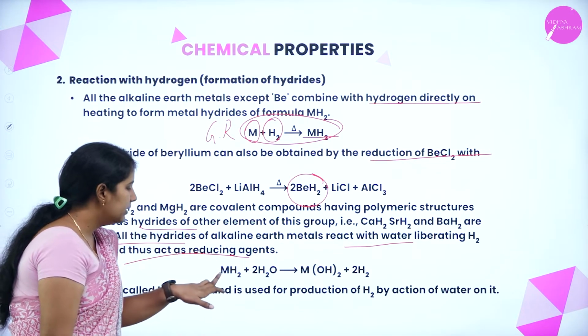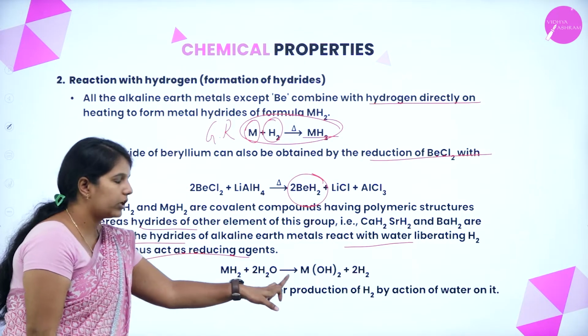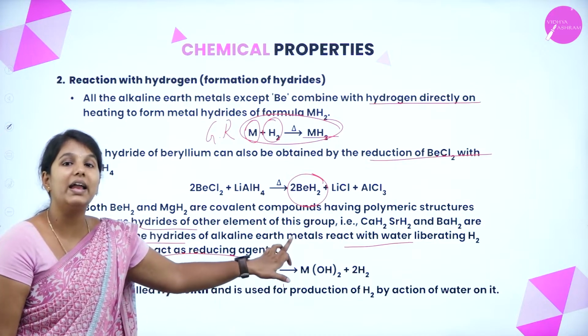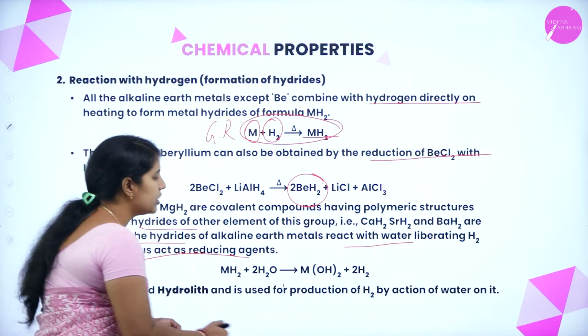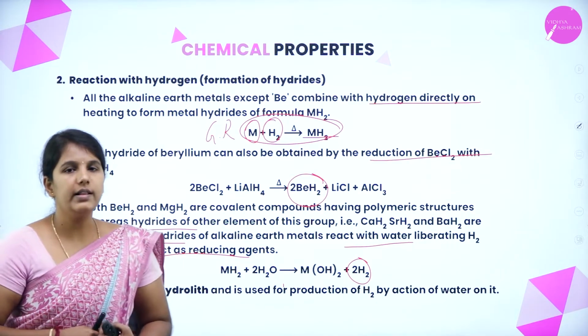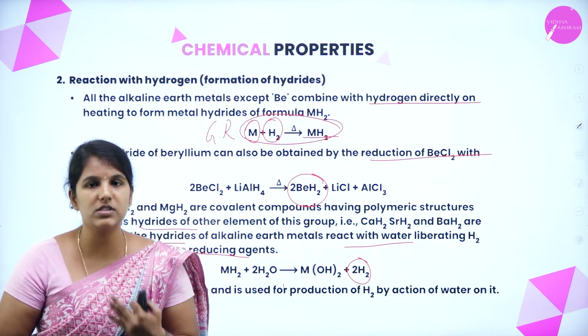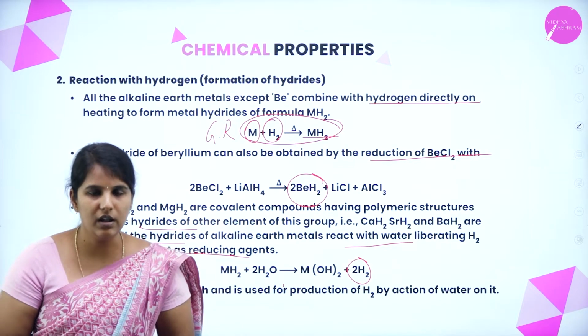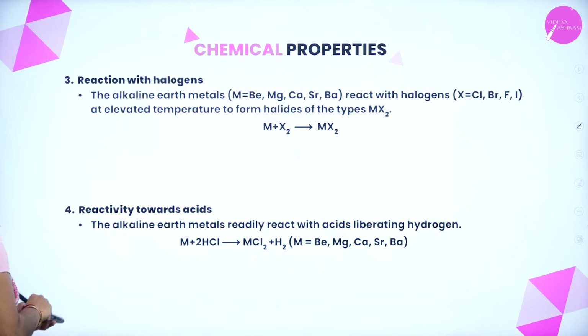You can see that the metal hydride, when it reacts with water, forms a metal hydroxide with the liberation of what? Hydrogen gas. This indicates that all these elements are reducing in nature. Okay. Next is reaction with the halogen.